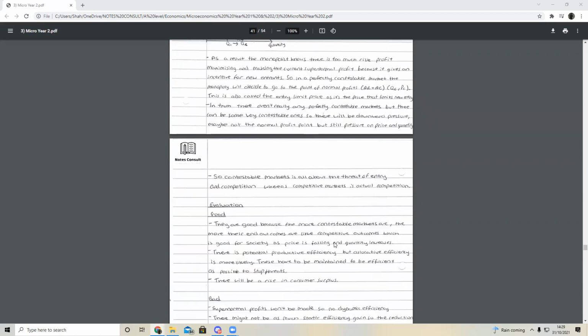In reality, there aren't any perfectly contestable markets, but there can be some very contestable ones. So there will be downward pressure, maybe not to the normal profit point, but still pressure on price and quantity. Contestable markets are all about the threat of entry and competition, whereas competitive markets are about actual competition.